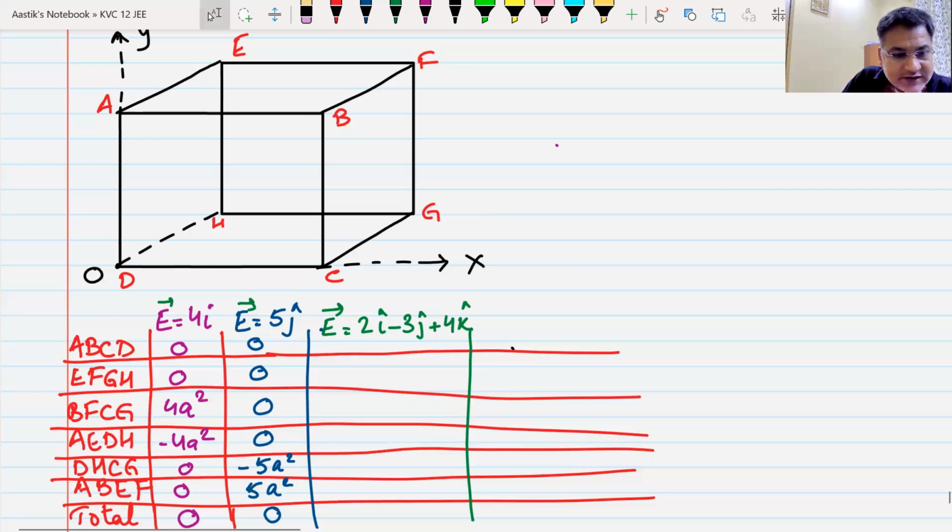Let's start now. Everyone is ready? Okay. Give me the answer for the first one. A, B, C, D. Minus 4a square.